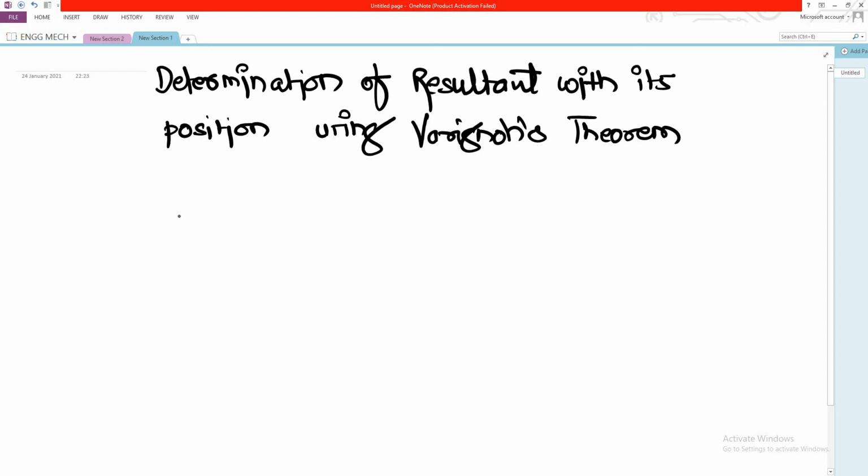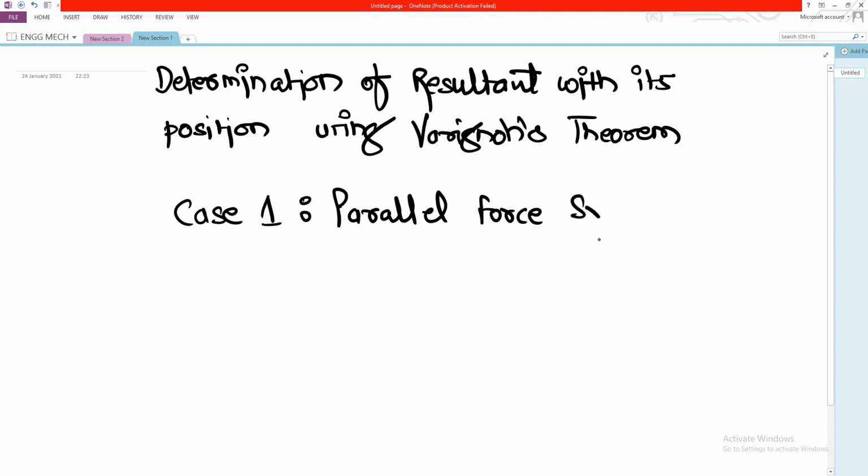See, while we are going to determine the resultant along with its position by using the Varignon's theorem, we may come across two cases. Case one is, in case one, the given force system will be a parallel force system. All the forces provided in the force system will be purely vertical, that is, a parallel force system.